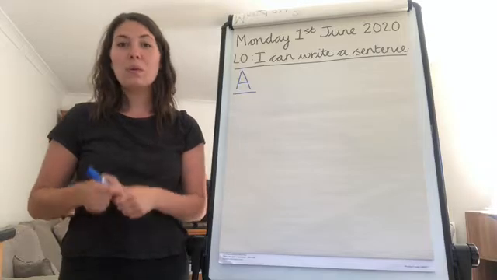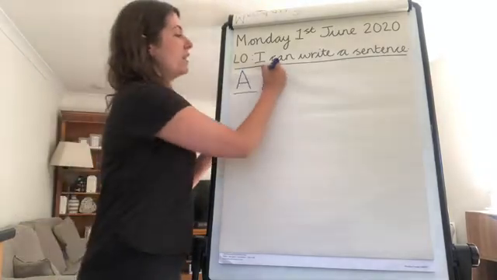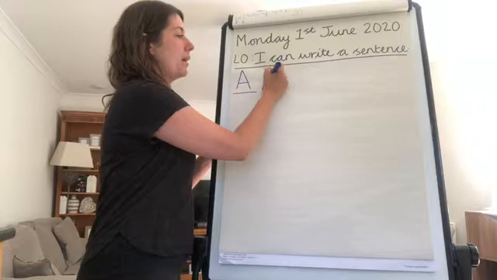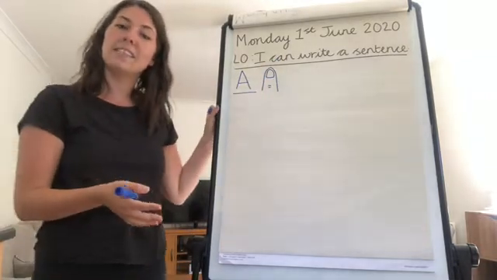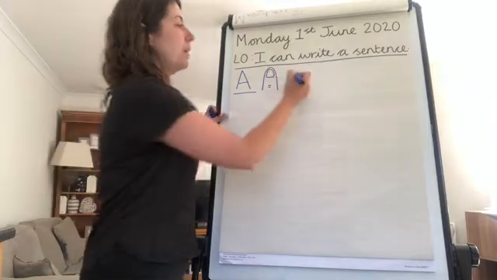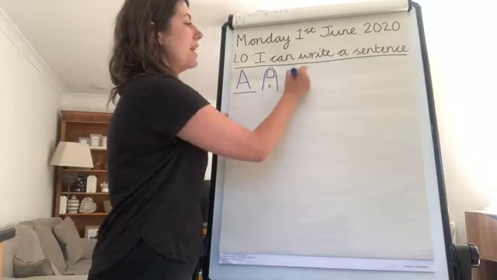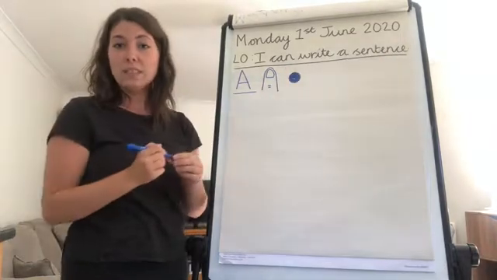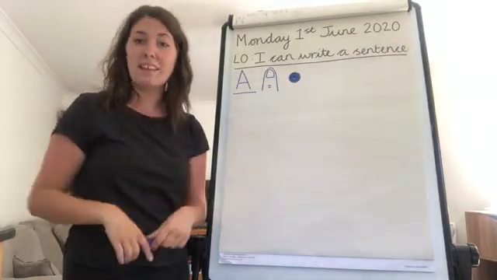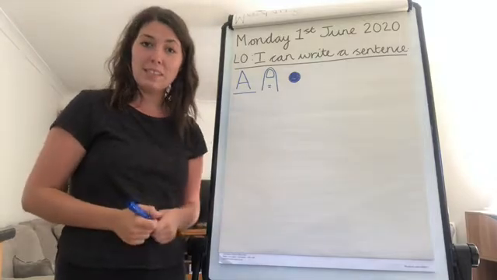That's right, we also must have finger spaces when we are writing sentences so that we can clearly see where one word ends and the next one begins. We need full stops at the end of the sentence, particularly when we're writing statements, those sentences that just tell you something. They're the type of sentences you'll be writing this week.